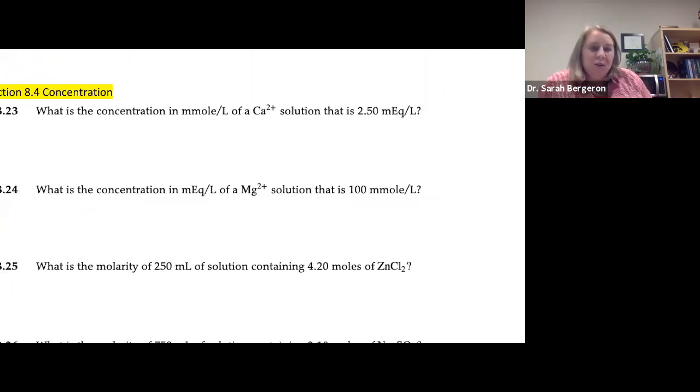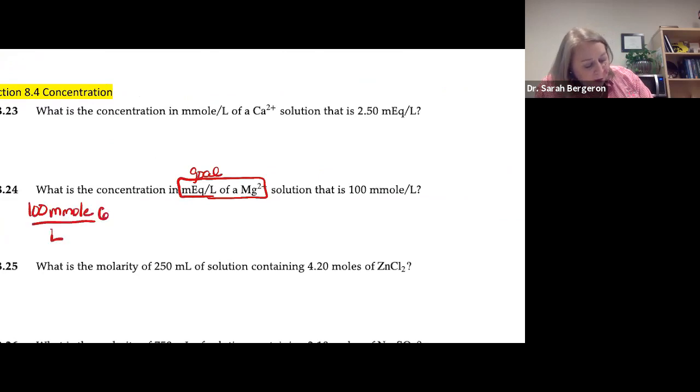All right, here we go. Concentration. So what is the concentration in millimoles per liter of a Ca2+ solution that is 2.50 milliequivalents per liter? What are we going to do? We have to pick out what we know and where we're trying to get to. So this is our goal here. So what are we starting out with? We're starting out with 100 millimole per liter of Ca2+. Okay. Now, I want to get to milliequivalents. There are 2 different ways that you can do this. I'm going to do this the long way and the short way.